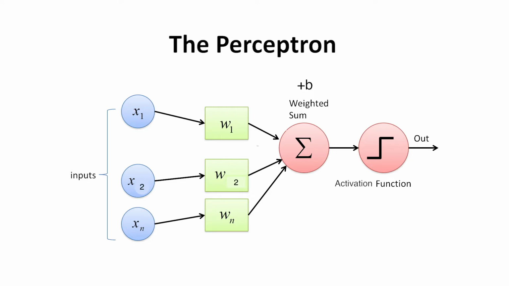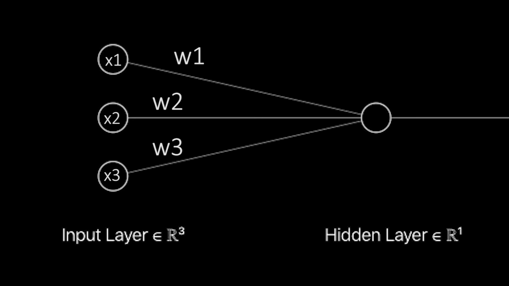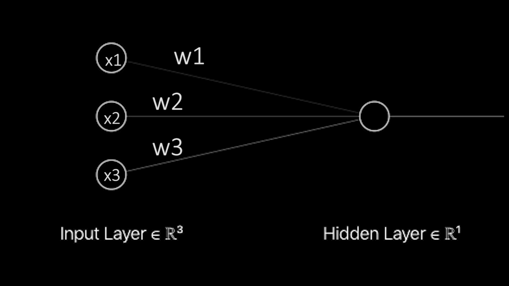To think of this in terms of our structure, imagine if we only had 3 inputs and we were only focusing on one node in the first hidden layer. The values of these weights determine the strength of our connection. That's the best way to think of it right now. Now here's the important part.